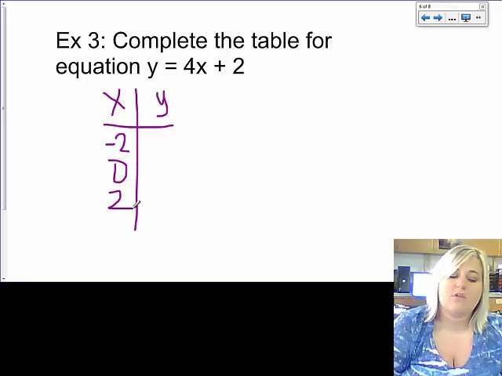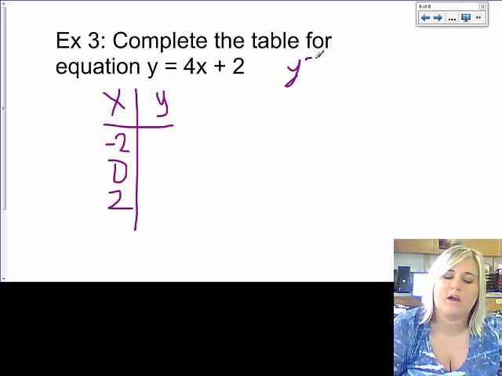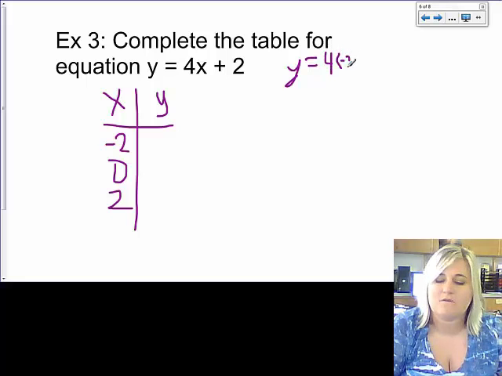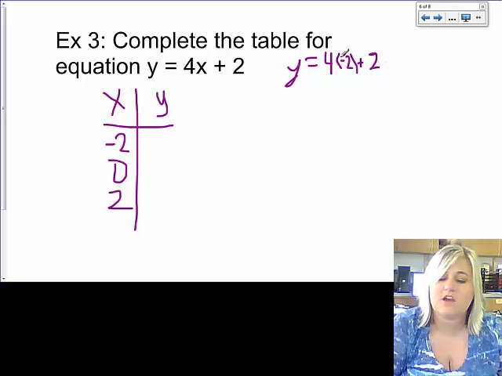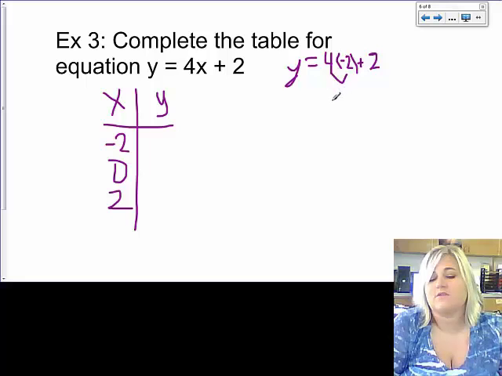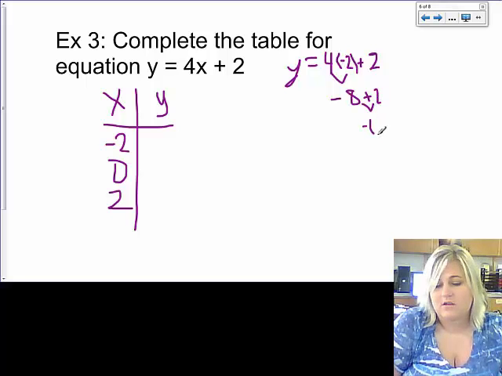So if I plug in -2 for x, y equals 4, and instead of x, I'm going to put that -2. Remember, when we substitute for a variable, we always use parentheses. So I have 4 times -2 first because multiplication comes before addition. So I'm going to multiply these two. 4 times -2 is -8. Bring down everything that I haven't used. -8 plus 2 gives me -6, which is what y is equal to whenever x is -2.